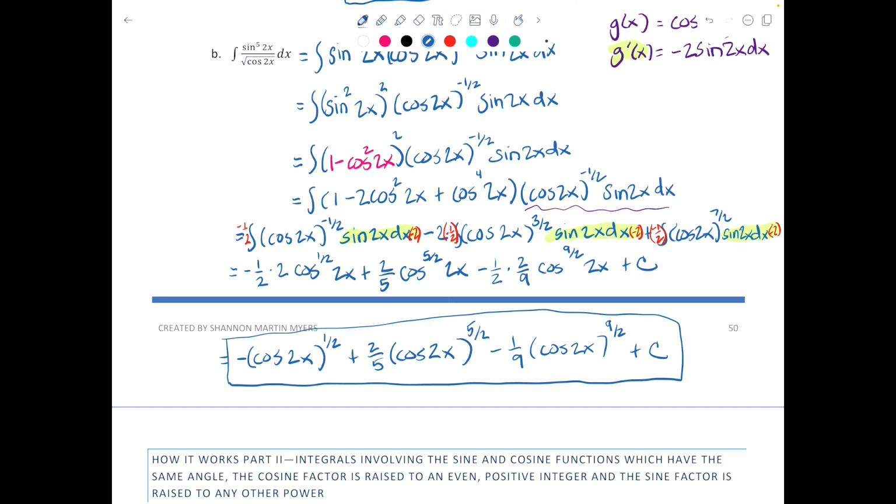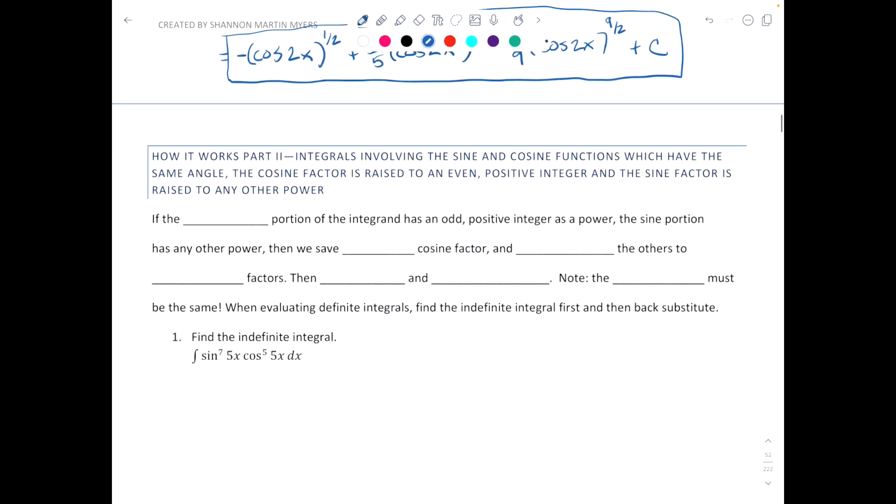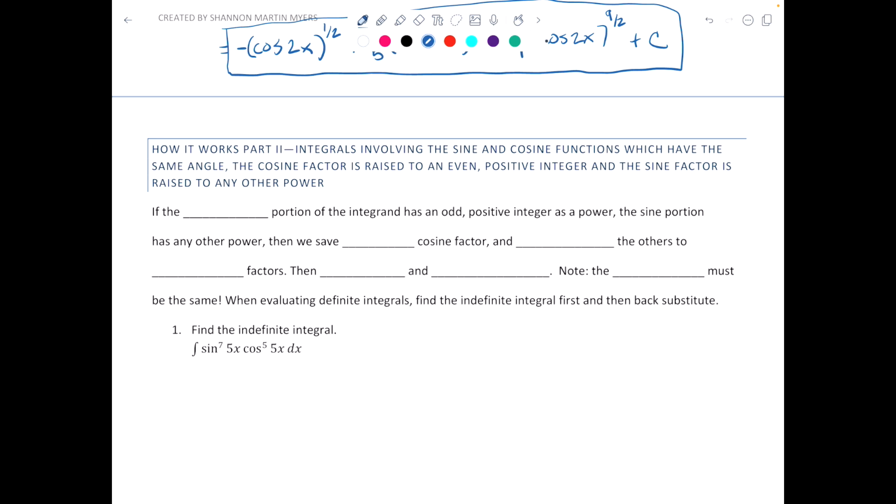So now we're going to take a look at what we would do when we've got the sine and cosine functions that have the same angle, and if the cosine portion of the integrand has an odd positive integer as a power, the sine portion has any other power, then you save one cosine factor and you convert the others into sine factors. So it's just the opposite of what we just did. And then we expand and integrate. So if you want to try these on your own, go ahead, pause the movie and check it out. Remember, the angles must be the same.